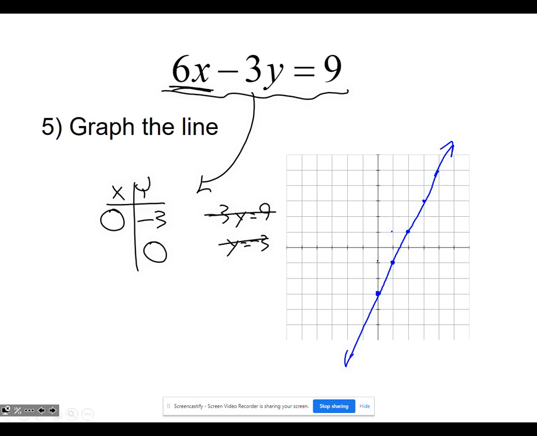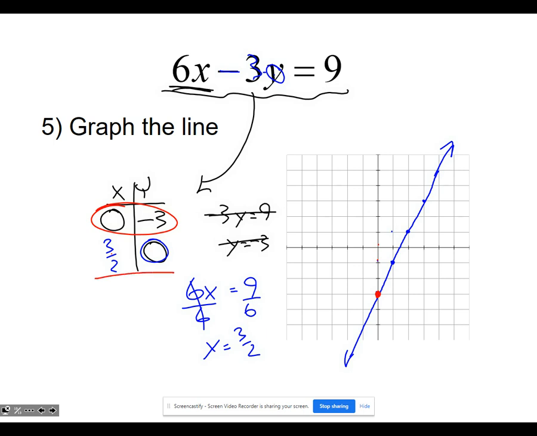When I plug in y equal to 0, I go up above, I have 6x minus 3 times 0 gives me 0. I don't need that. Equals 9. Divide by 6, divide by 6. I get x is equal to 3/2, or 1.5. And then I can plot the x-intercept and the y-intercept. My y-intercept was 0, -3. 0, 1, 2, 3. And my x-intercept is 1.5, 0. And then I can connect those dots. If you notice, it's the same graph.